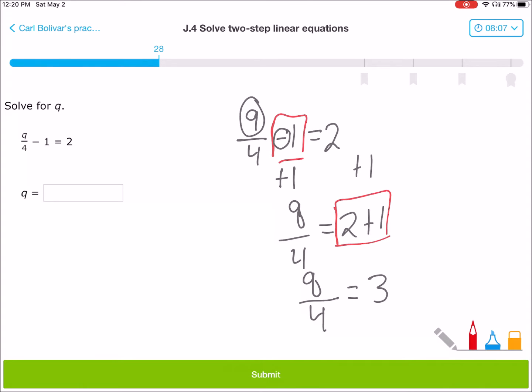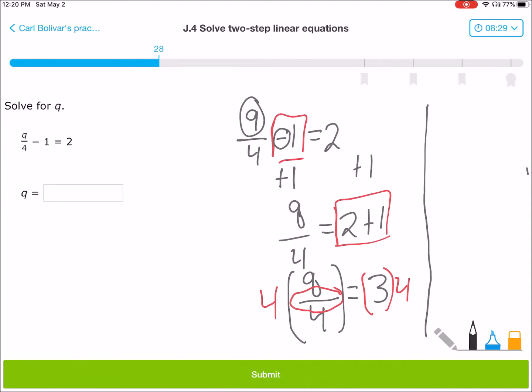Since there is this division line, this fraction, the opposite of division is multiplication. So we multiply by 4 on each side because of equality. This will then give us q is equal to 3 times 4, which is 12. So 12 is our answer.